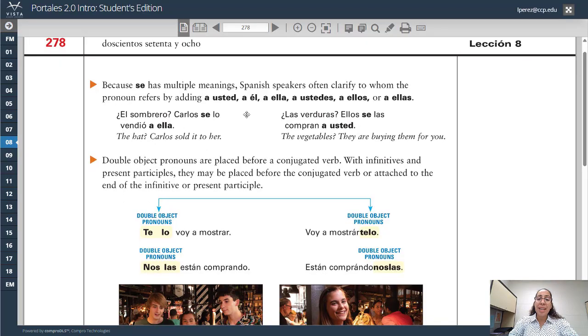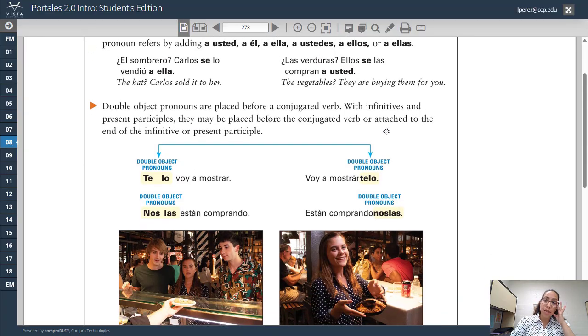Because se has multiple meanings, right? When we're saying se lo, se la, se los, se las, it's really good to clarify who is really that indirect object. So you can say something like this: el sombrero, Carlos se lo vendió a ella. I'm clarifying with a ella. Las verduras, ellos se las compran a usted. That se came from this idea of usted. Again, we couldn't leave le there, but that's how you can clarify.